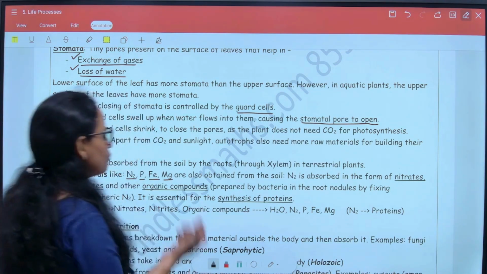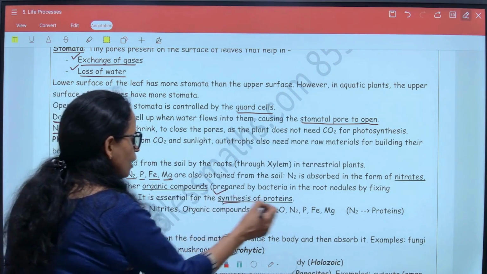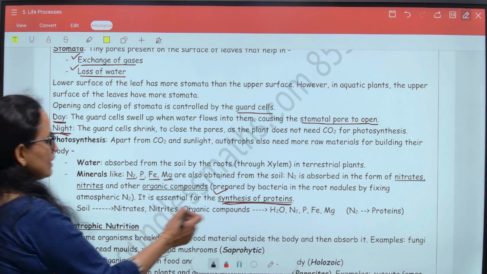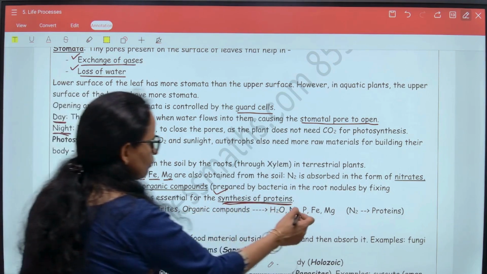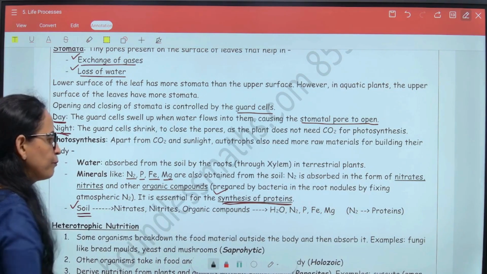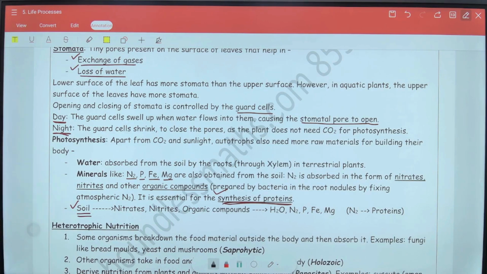These are used for the synthesis of proteins. So basically proteins are made up of amino acids, and amino acids need nitrogen for their synthesis. So these nitrates, nitrites, organic compounds, water, nitrogen, phosphorus, iron, magnesium, all these come from the soil. Carbon dioxide comes from the surrounding air, but all these nutrients the plant gets from the soil, right.